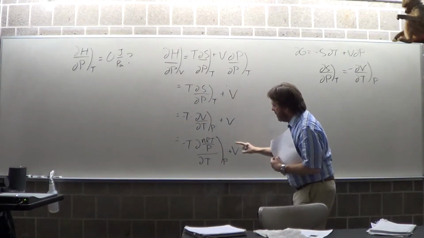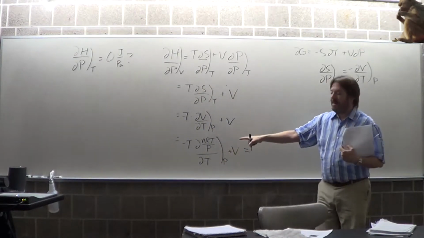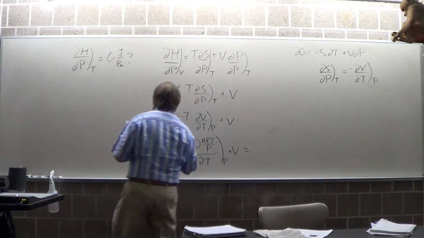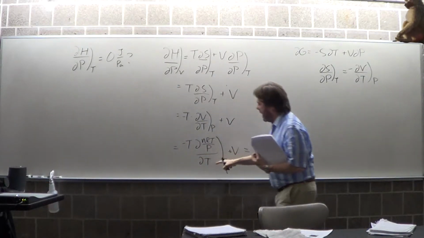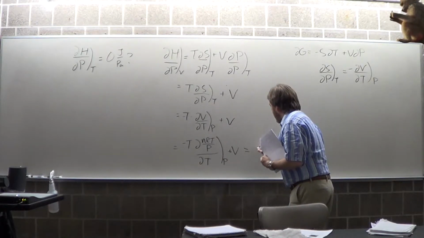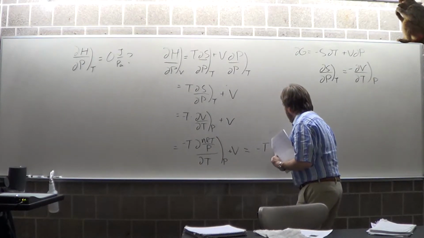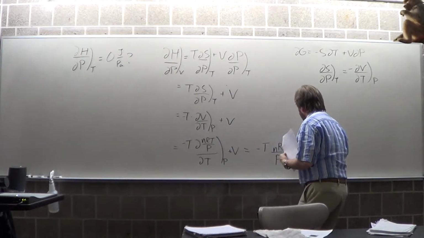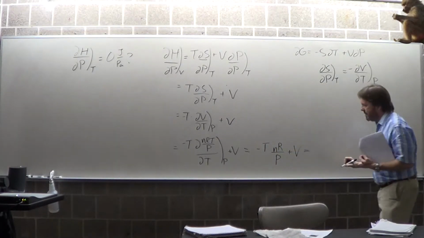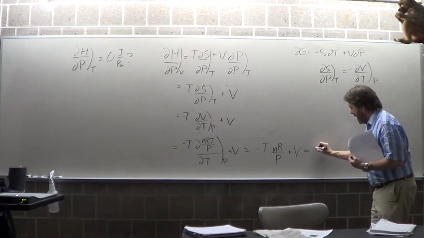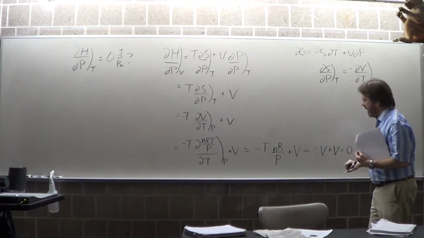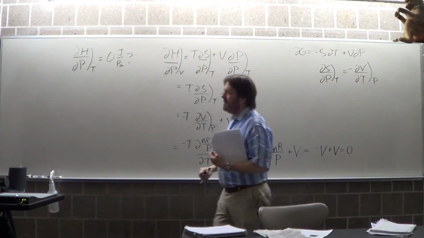Okay. Now, some of you did struggle with this, by the way, and that bothered me. So hopefully I've done, it's another reason I like doing these examples. You should not have trouble with this at this point. Minus T nR over P plus V. Guess what? V minus V plus V. There you go. Yep.